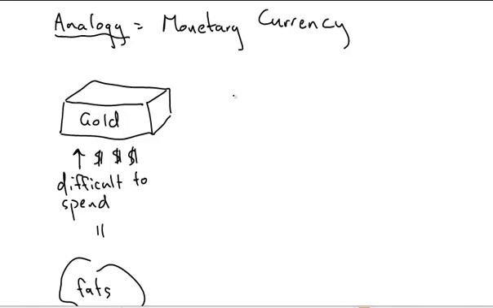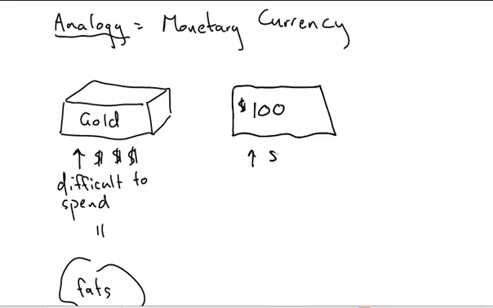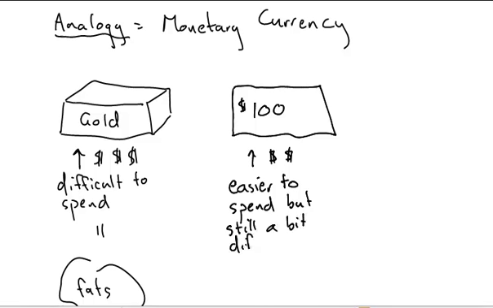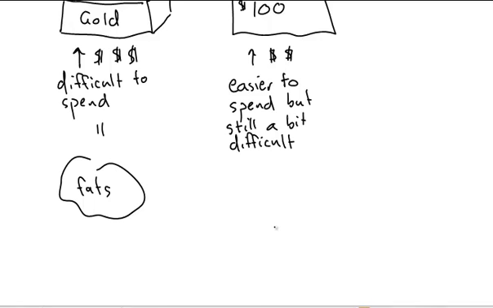Then we could look at a lovely $100 bill. This is a fairly high amount of value and easier to spend, but still a bit difficult. You imagine if you go into a dollar store, you give them a $100 bill for a dollar item, you might not be able to get change back.